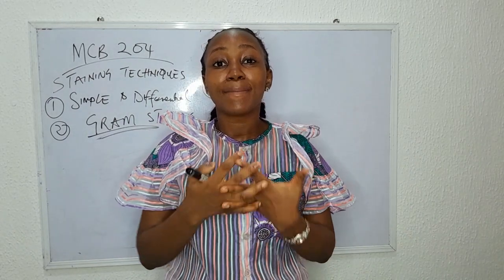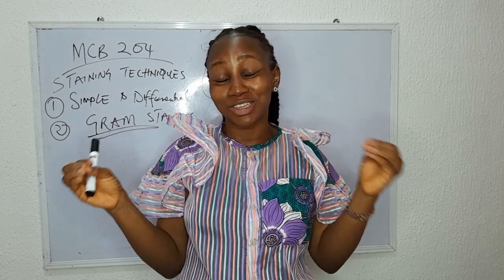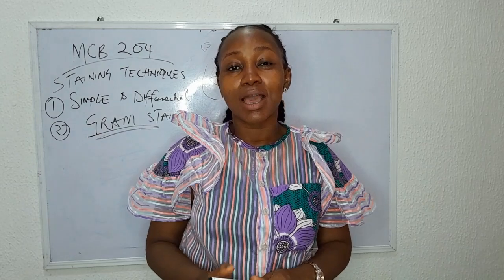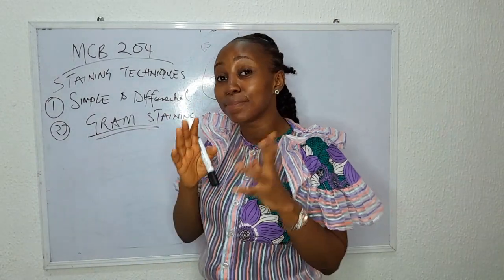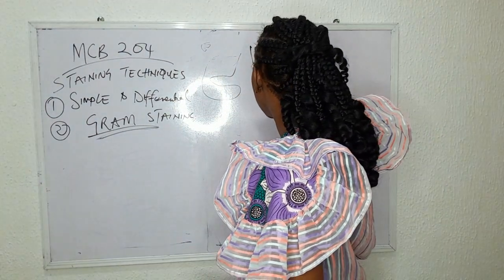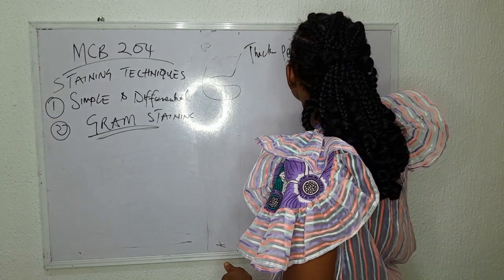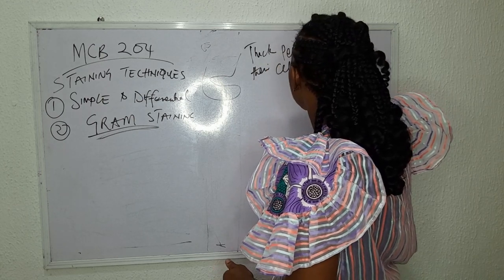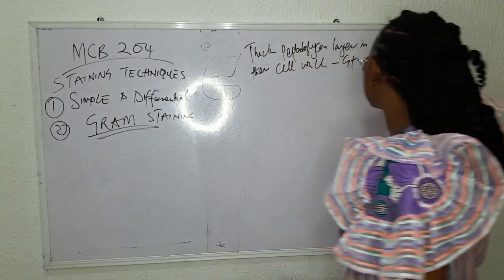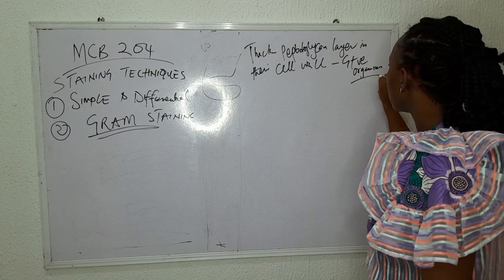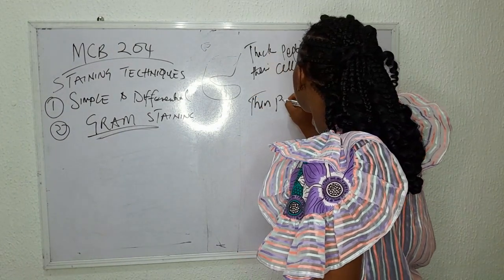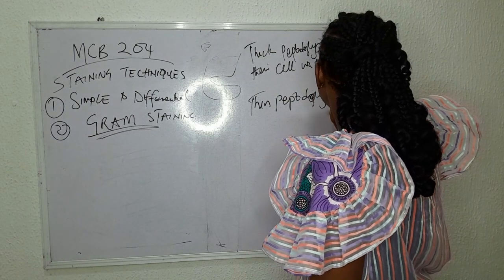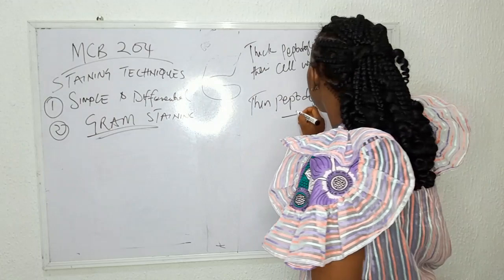In 1882, a bacteriologist called Christian Gram discovered this. What is the unique thing about this? Some microorganisms, in particular some bacteria, have a thick peptidoglycan layer in their cell wall, and they are called gram-positive organisms. While some have a thin peptidoglycan layer, and these are called gram-negative bacteria.